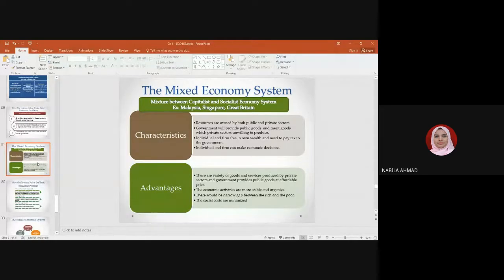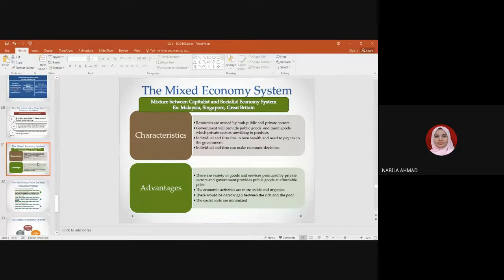Kita boleh pilih sama ada kita nak, kalau kita tak sihat, kita boleh pergi ke public hospital atau kita boleh pergi kepada private hospital. Kalau kita ada duit, kita pergi private hospital. Kita ada pilihan, banyak pilihan. Ataupun kalau kita sekolah pun ada private school, kita ada public school, macam-macam lagi. Okay? And then economic activities more stable and organised, and gap between rich and poor will be narrowed down.